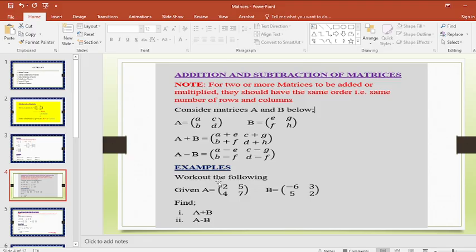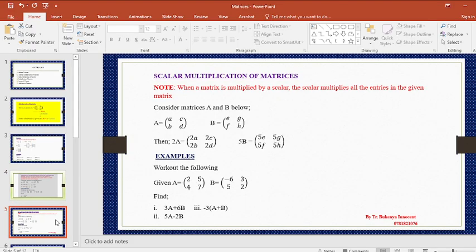Examples are here. Work out the following. Given A equals 2, 4, 5, 7, and matrix B is negative 6, 5, 3, 2. We are required to find A plus B and A minus B. So from what I've told you before, the order of the entries is what matters. In matrix A, the first entry is 2, and the first entry in B is negative 6. So add the 2 and negative 6, and continue like that.